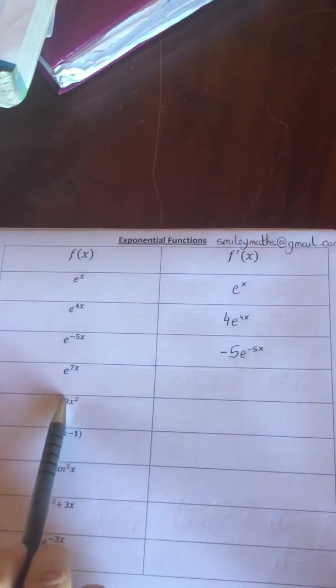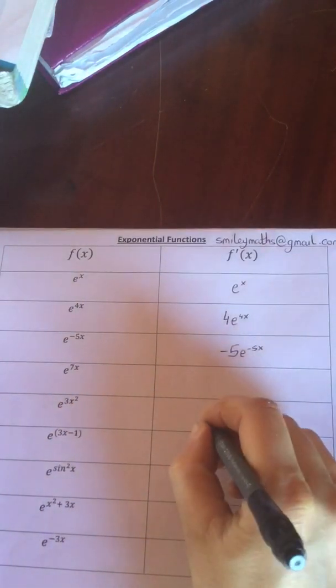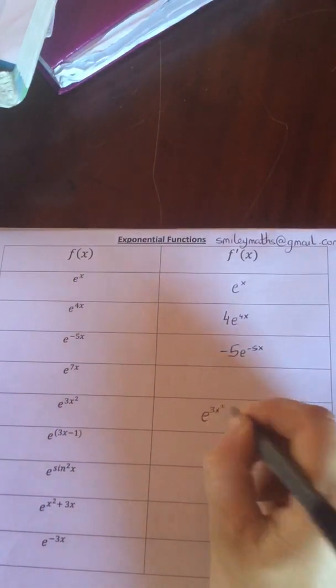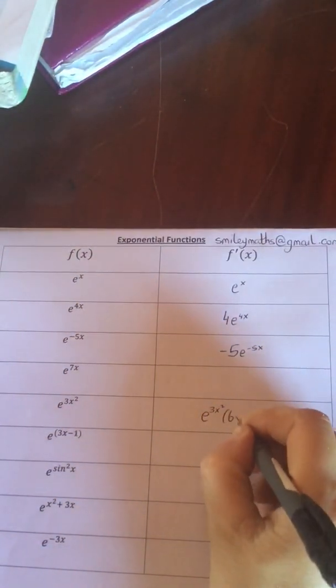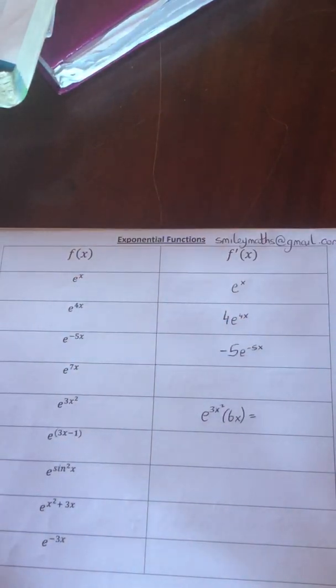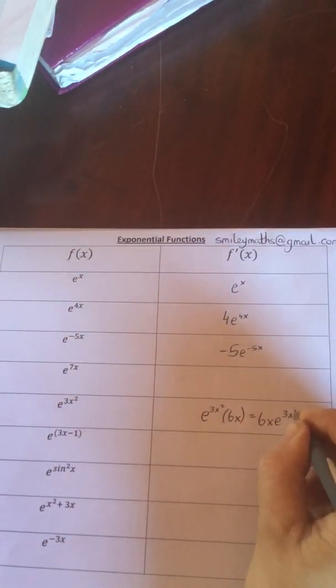Then when we get something like e to the power of 3x squared, this is where our log tables will help us to an extent, but we need to know the chain rule with exponential functions. So e to the power 3x squared will go to e to the power 3x squared, but then I need to differentiate the 3x squared, and 3x squared will differentiate to 6x. So my final answer is going to be 6x e to the power of 3x squared.